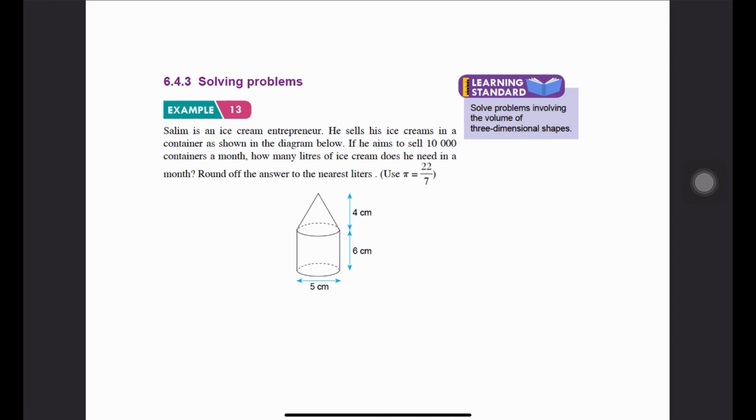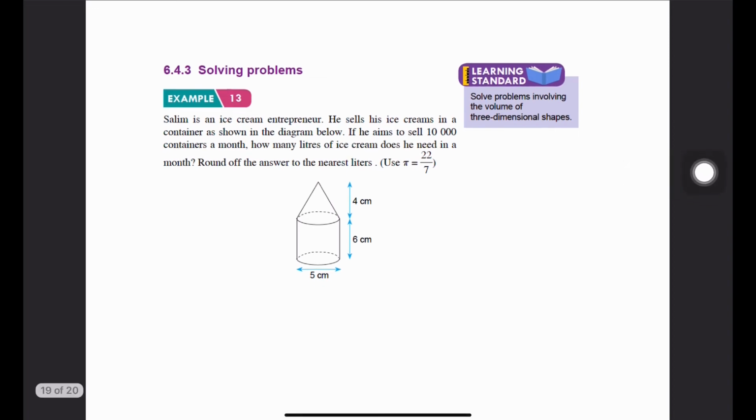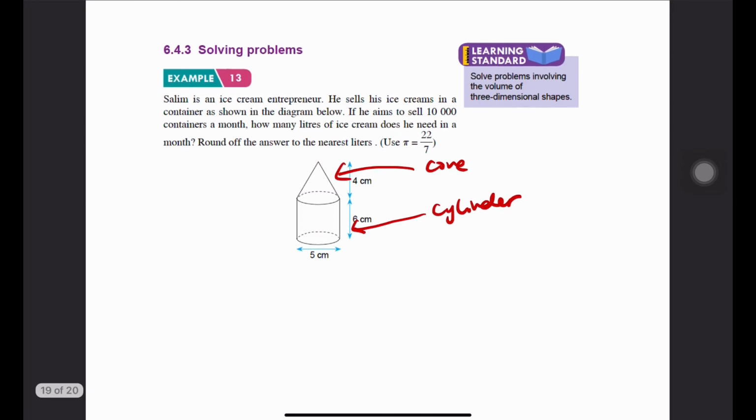So for this example we have two different shapes: a cone and a cylinder. We combine the two shapes for these problems. Let's look at this example. Salim is an ice cream entrepreneur. He sells his ice cream in the container as shown in the diagram below. If he aims to sell 10,000 containers a month, how many liters of ice cream does he need in a month? Round off your answer to the nearest liter.